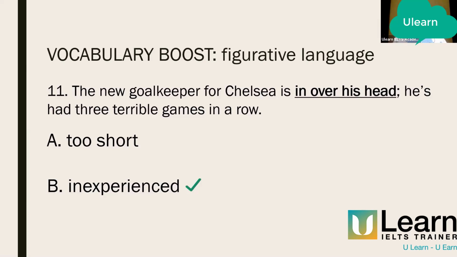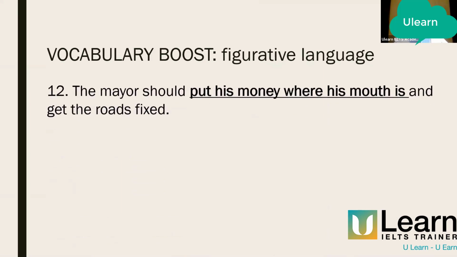Can you try one more time now? And I want you to concentrate on the H's. Don't overdo it, but just make sure you pronounce them. Try the whole sentence again and hit those H's. The new goalkeeper for Chelsea is in over his head. He's had 3 terrible games in a row. Okay, very good. Yeah, and you hit head much stronger that time. All right, thank you very much. Let's move on to 12, guys. Let's get through these so we're ready for our break and on to the next spot.